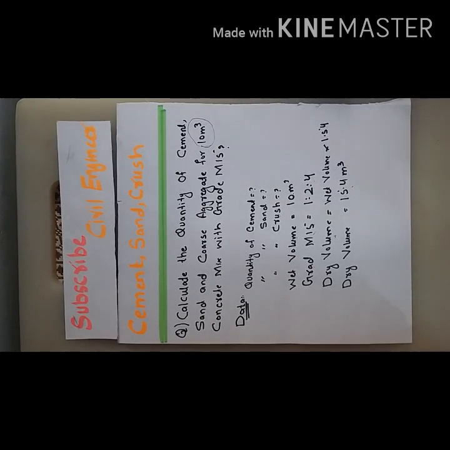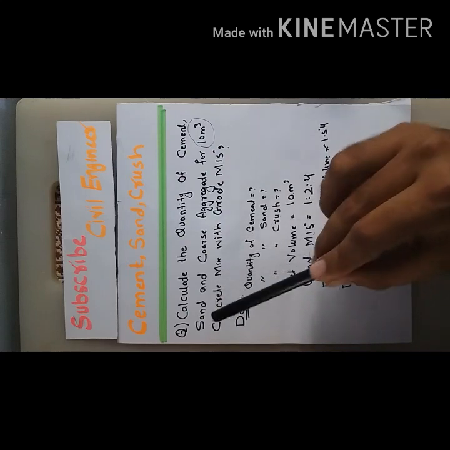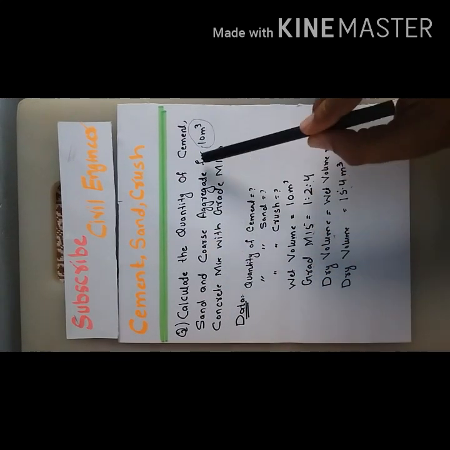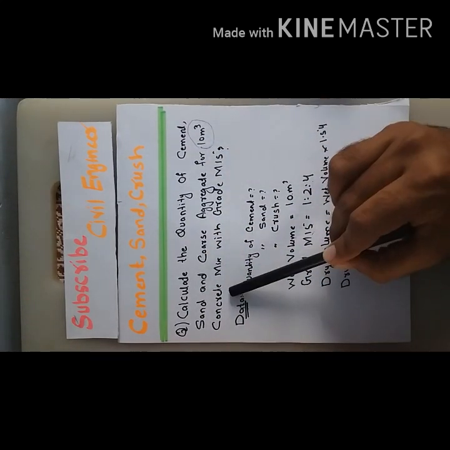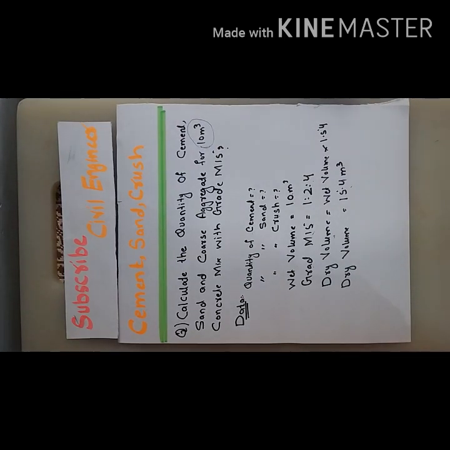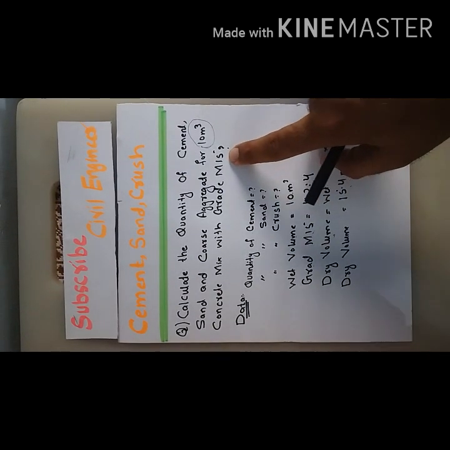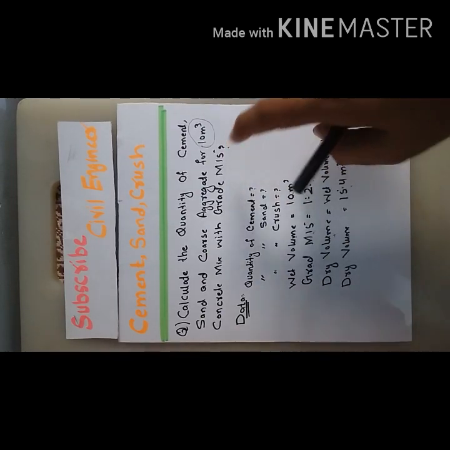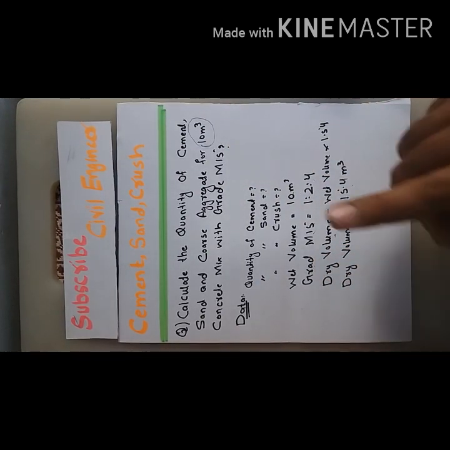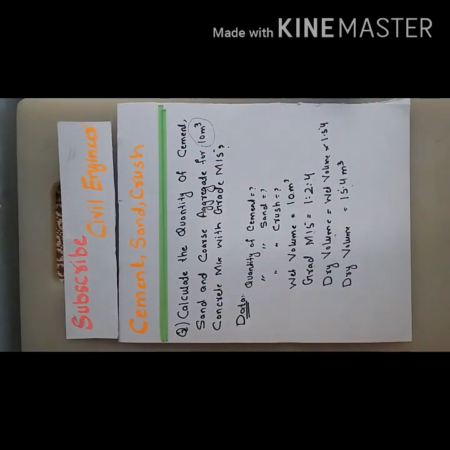We will solve today a numerical that will help you in understanding this topic. Our numerical is: calculate the quantity of cement, sand and coarse aggregate for 10 cubic meter concrete with grade M15. We have concrete of 10 cubic meter and the grade of concrete is given, M15, meaning 15 megapascal. So we have to calculate the quantity of cement, sand and aggregate for this numerical.